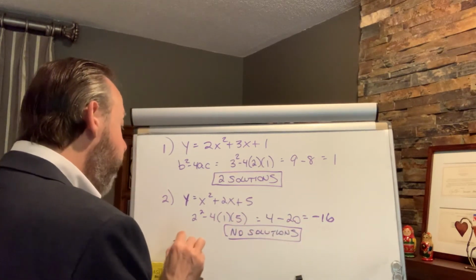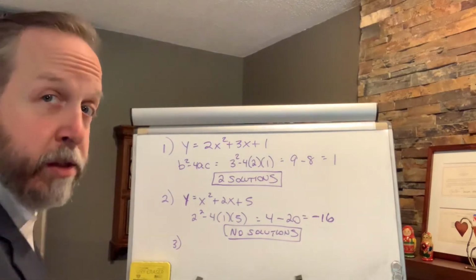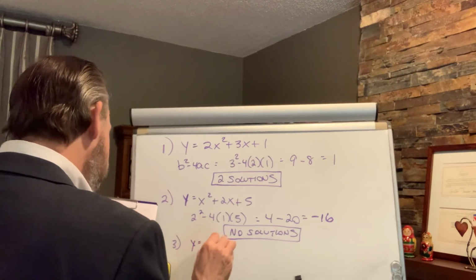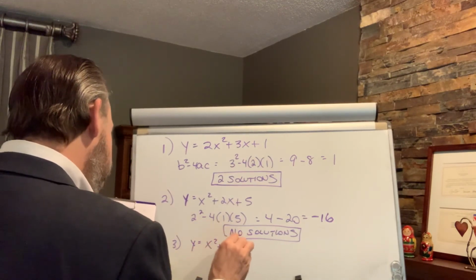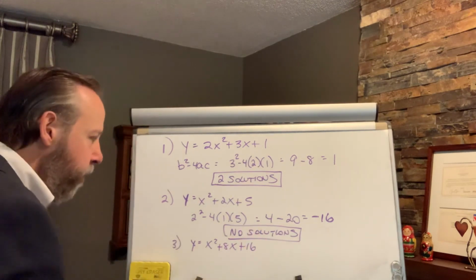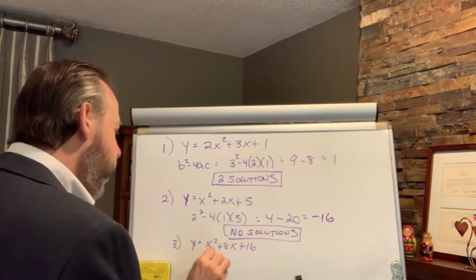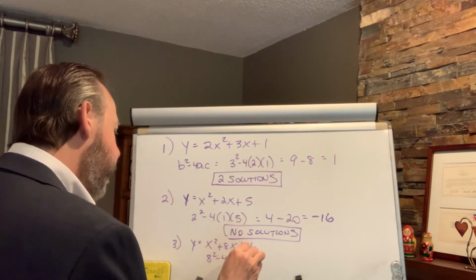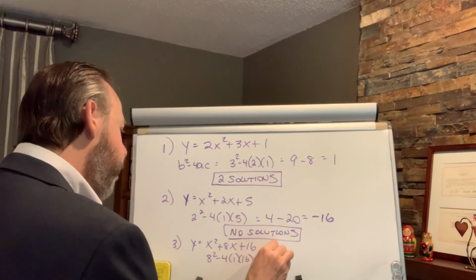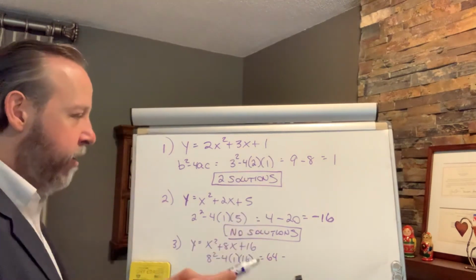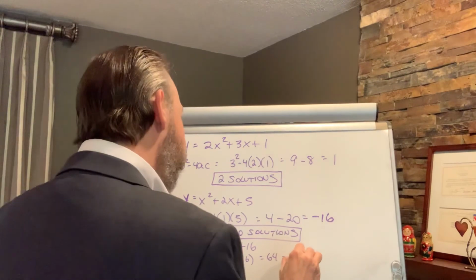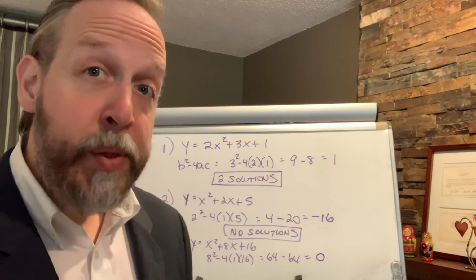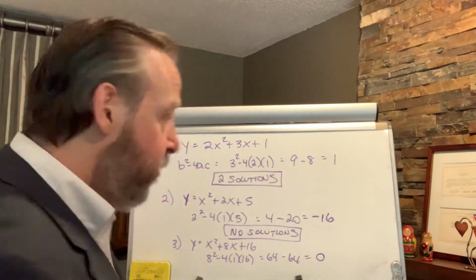Because a negative number under a square root cannot be solved in the real number system. And the last example for this, y equals x squared plus 8x plus 16. Again, b squared minus 4ac is 8 squared minus 4 times 1 times 16. That's 64 minus 4 times 1 times 16 is 64. That's the number 0. When the discriminant is the number 0, there will be only 1 solution.